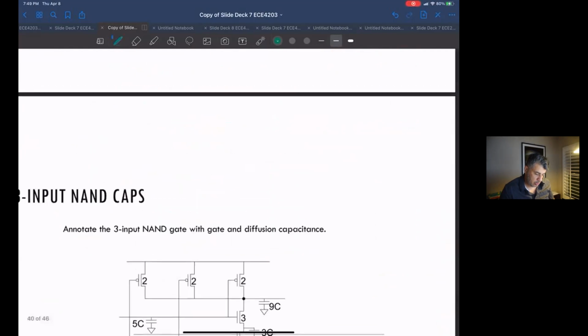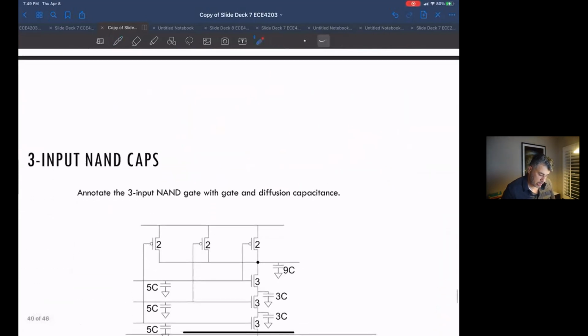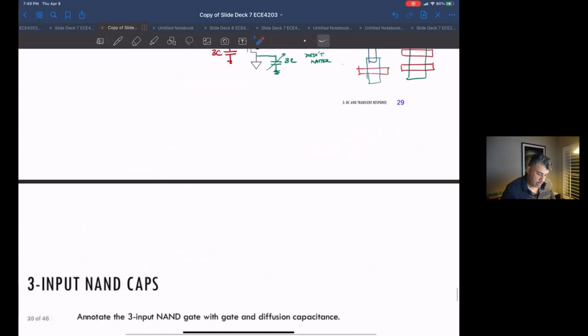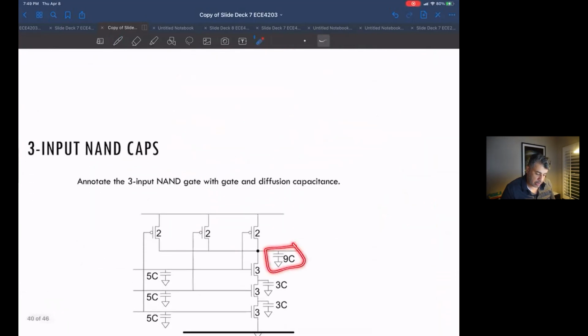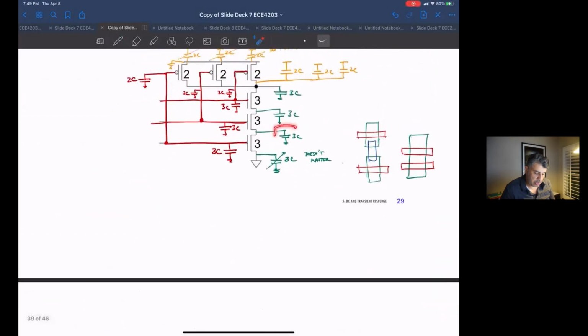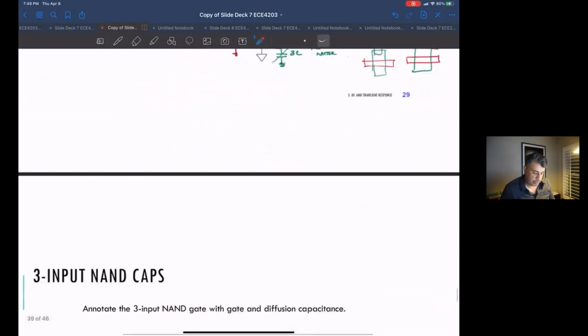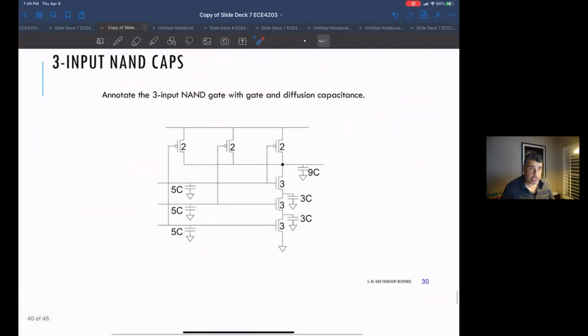Okay, so did I get this? So the inputs all sum up to 5C. That's this 5C. And then the output is 6C here plus 3C, and that's 9C on the output. And I guess these guys also assumed that we did a good job on these intermediate nodes to get 3C here only. So everybody see how those capacitances summed up in a model of the transistor? Any questions?